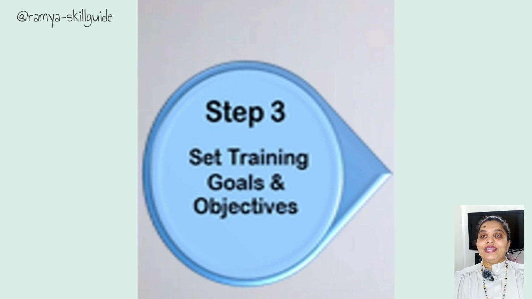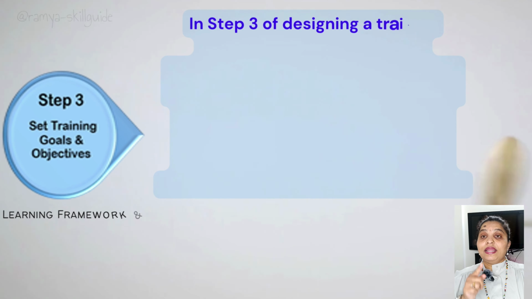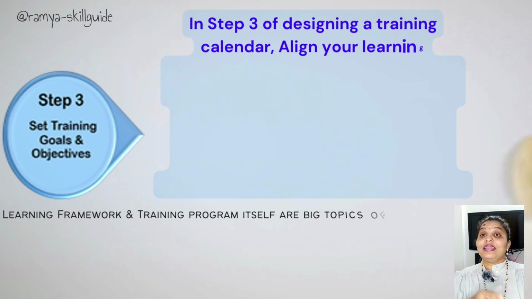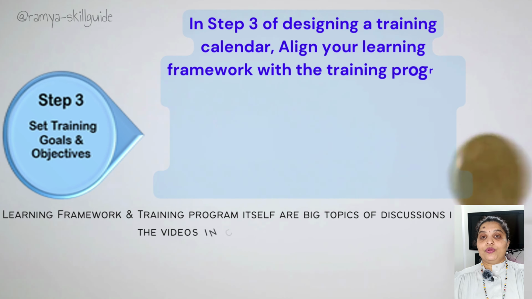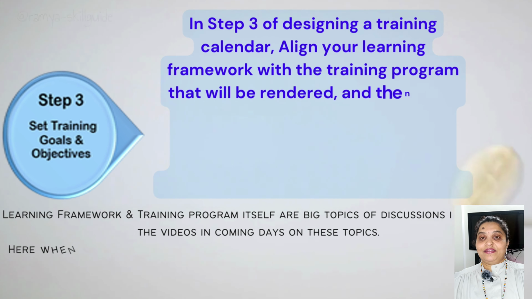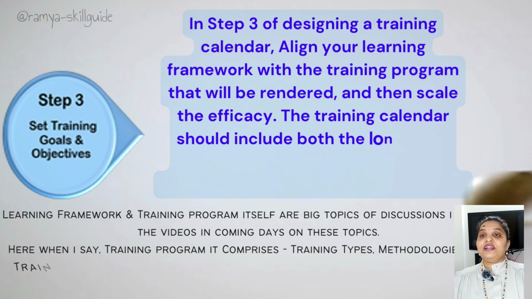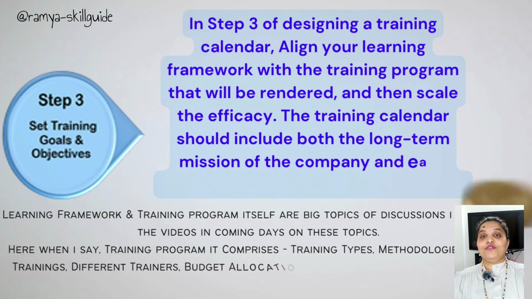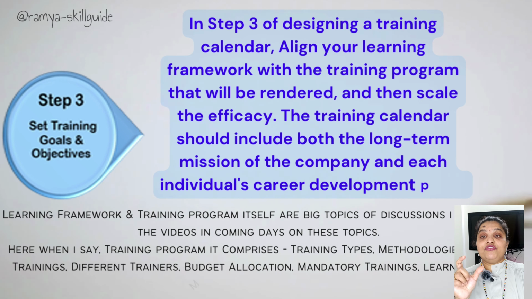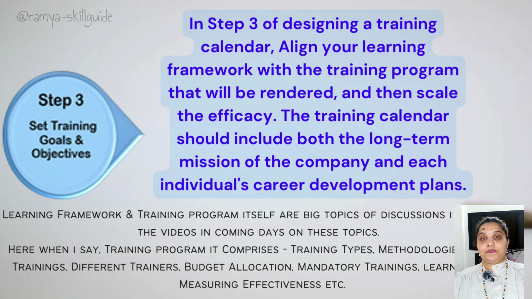Step 3. Set training goals and objectives. In step 3 of designing a training calendar, align your learning framework or the learning architecture with the training program that will be rendered, and then scale the efficacy, measure the effectiveness. The training calendar should include both the long-term vision of the company and each individual's career development plans.